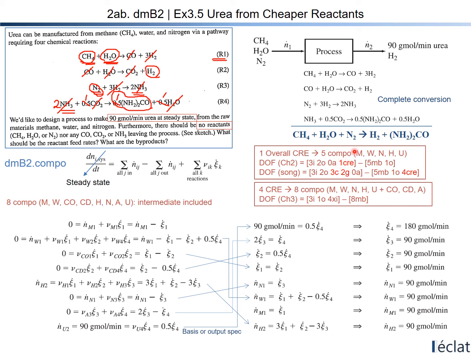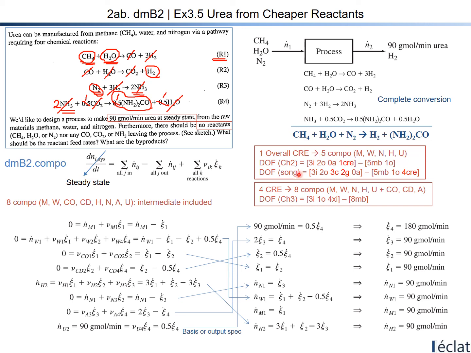And let's go for counting the restrict equations. I have said 5 material balance equations are there because we have 5 compounds expected from the overall chemical reaction equation. And one more thing, one more specification for the output stream. On basis, 90 gram mole per minute urea. So one output specification. So 6 restrict, and 6 minus 6 is going to 0. Then we can solve this problem.